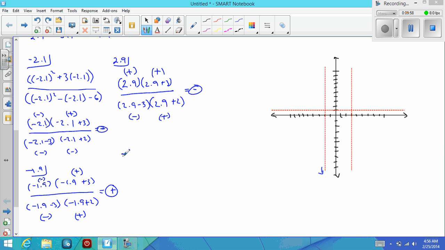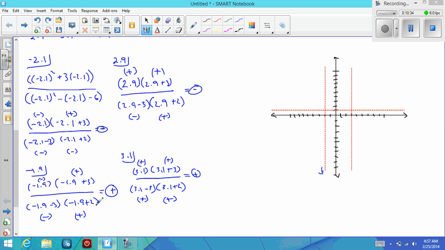And finally, 3.1. I will get 3.1, which is obviously positive. 3.1 plus 3, which is positive, over 3.1 minus 3, which is positive, and 3.1 plus 2, which is positive. So these all turned out to be positive, which means it's a positive value.